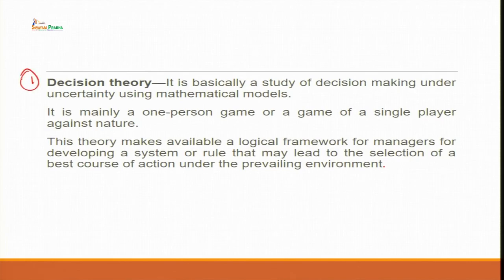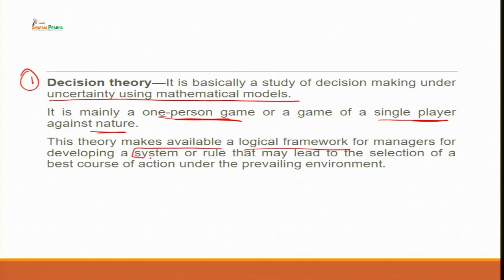First is decision theory. It is basically the study of decision making under uncertainty using mathematical models. This is the basic definition of decision theory. It is mainly a one-person game, a game of a single player against nature, and this theory makes available a logical framework for managers for developing a system or a rule. So, logic and rule work together in decision theory, which may lead to the selection of the best course of action under the prevailing environment.